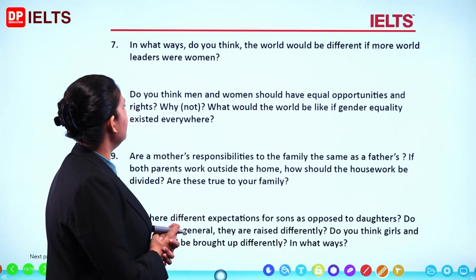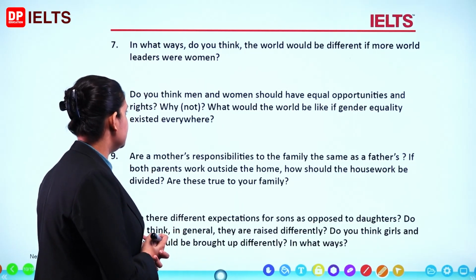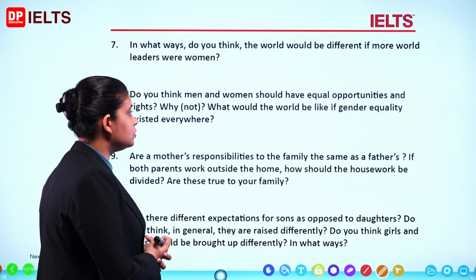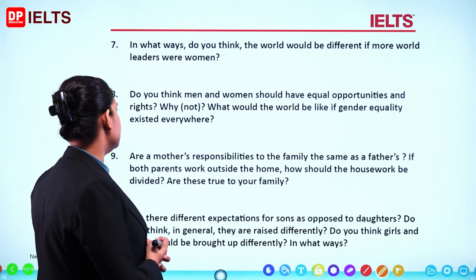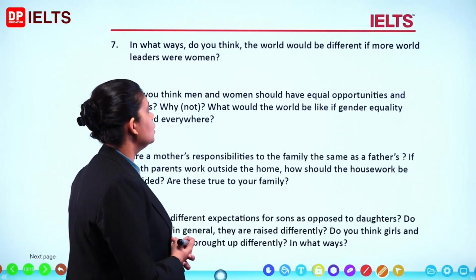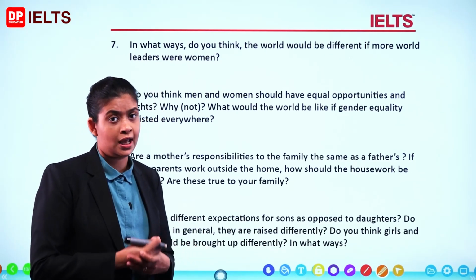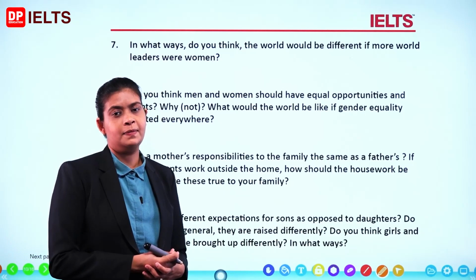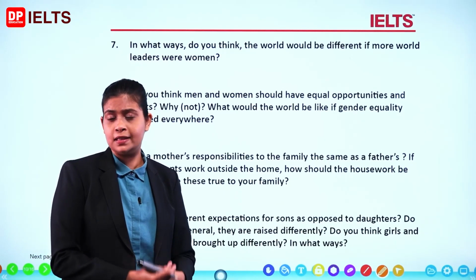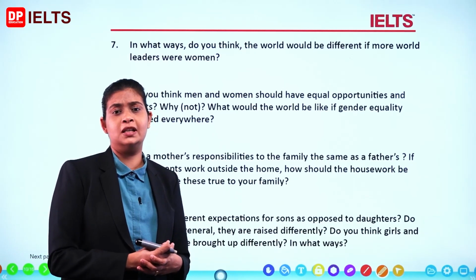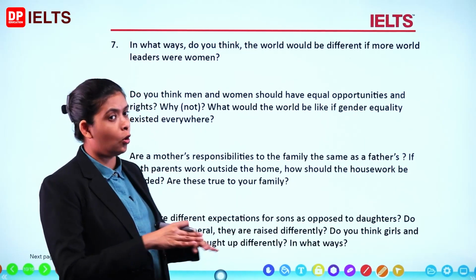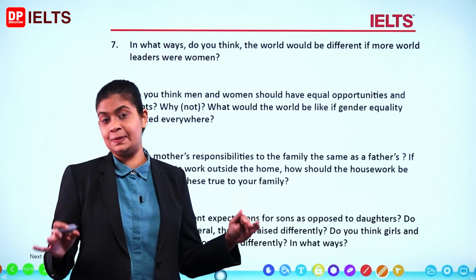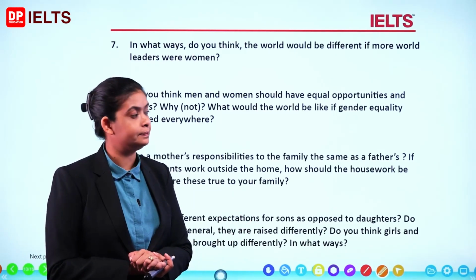Do you think men and women should have equal opportunities and rights? Why? Why not? What would the world be like if gender equality existed everywhere? So I think they should have equal opportunity because they can perform at the same level and they are responsible equally. And if there was gender equality all over, then there would be less problems in the world.